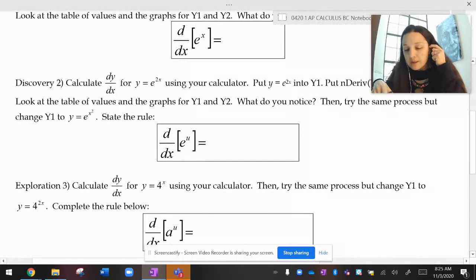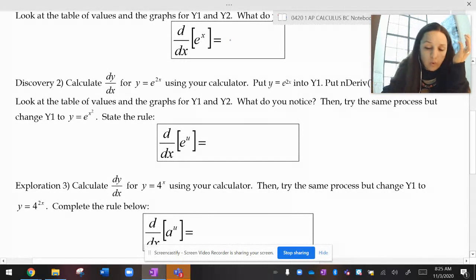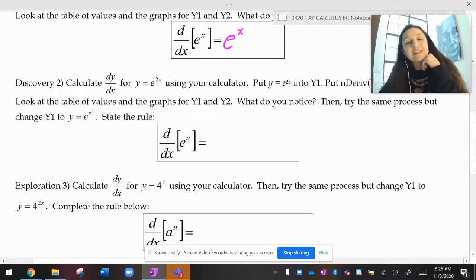So what if I wanted to take the derivative of e to the x? Well, graphically, we figured out that e to the x is its own derivative, which is really cool. That doesn't happen often. So the derivative of e to the x is e to the x, end of story. But I don't always have e to the x. Sometimes I have e to the u, where u is a function of x.